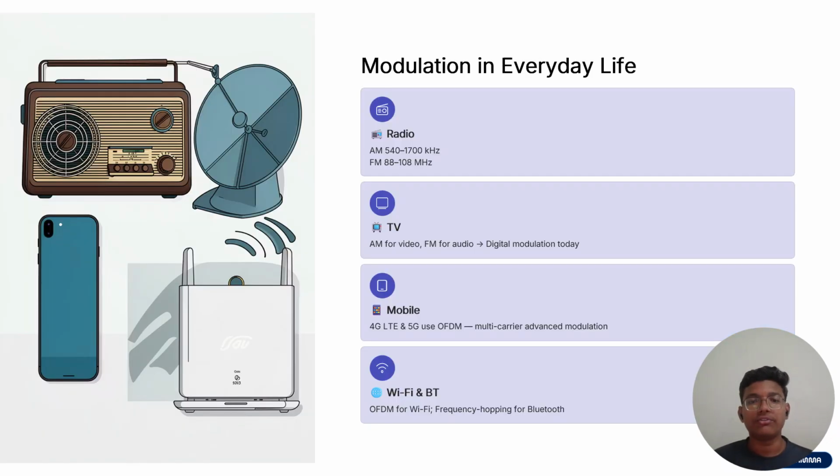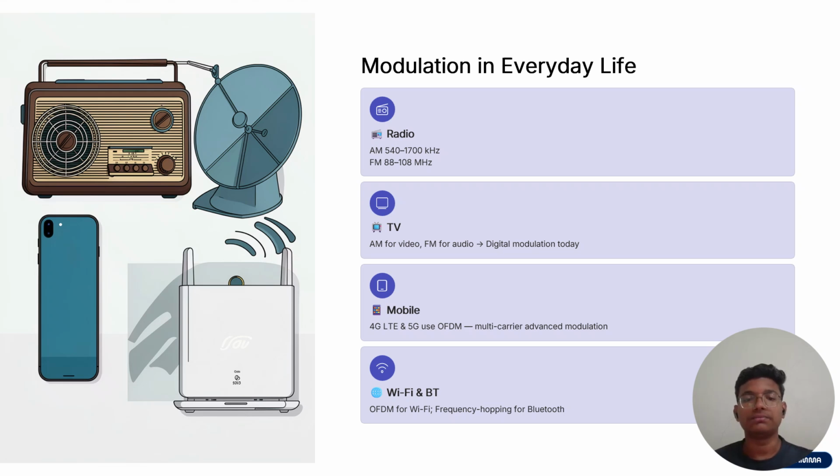Modulation in everyday life. Now let's see where modulation is used in daily life. First is radio. AM radio uses amplitude modulation and FM radio uses frequency modulation. That's why FM radio usually gives better sound quality than AM radio. Second is TV. Old analog TV used AM for video and FM for audio. Today, digital TV uses advanced digital modulation techniques.